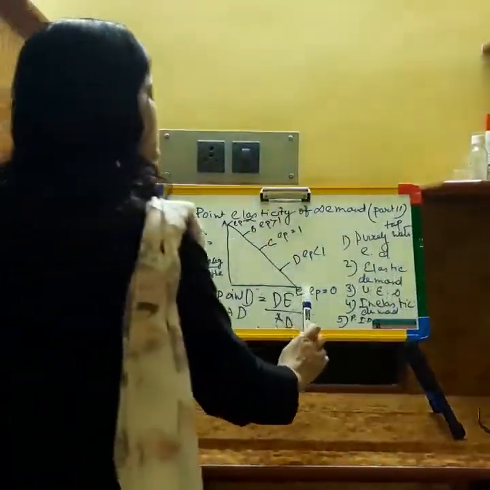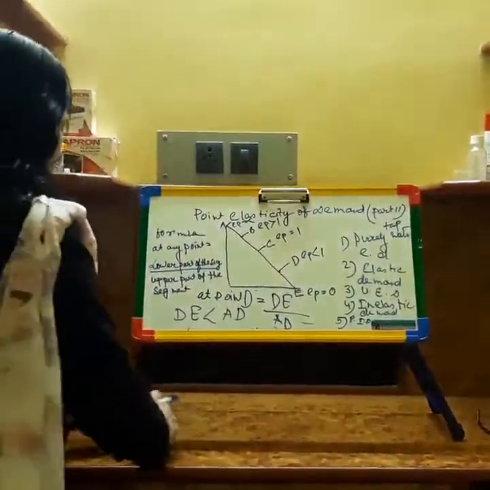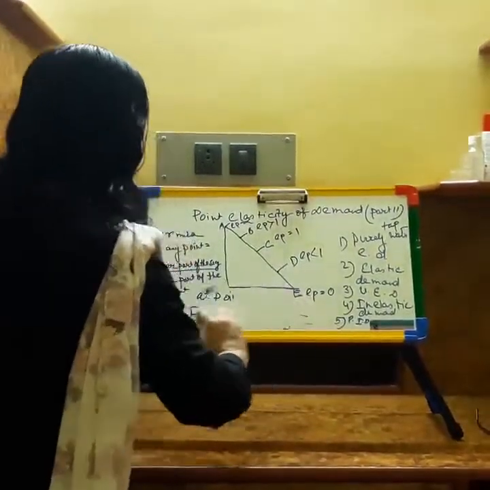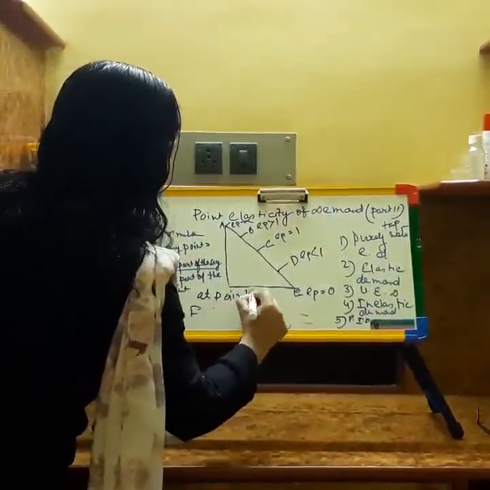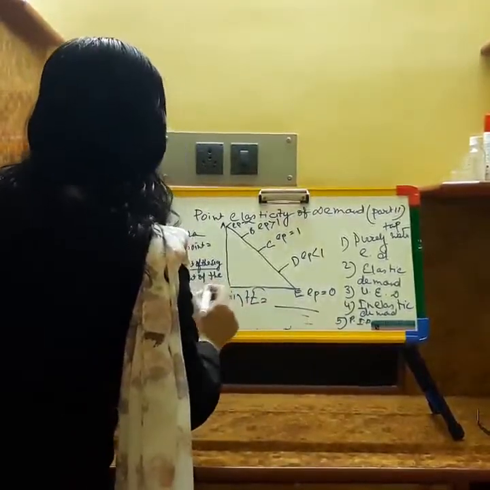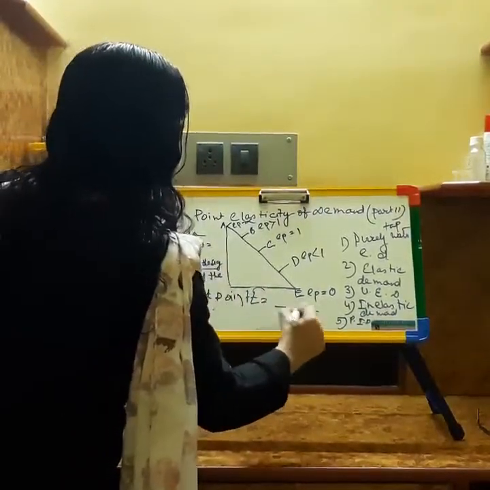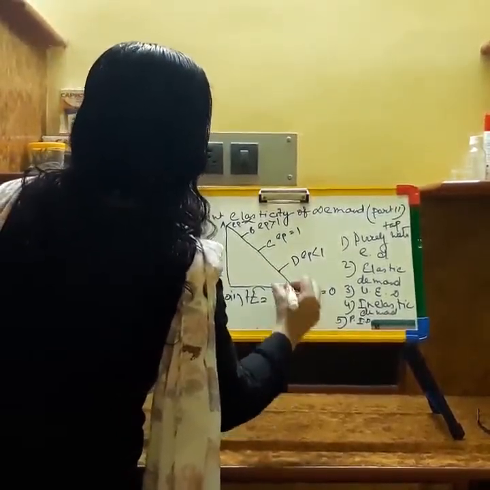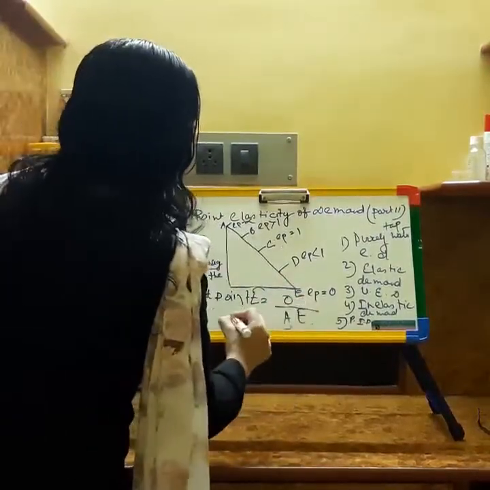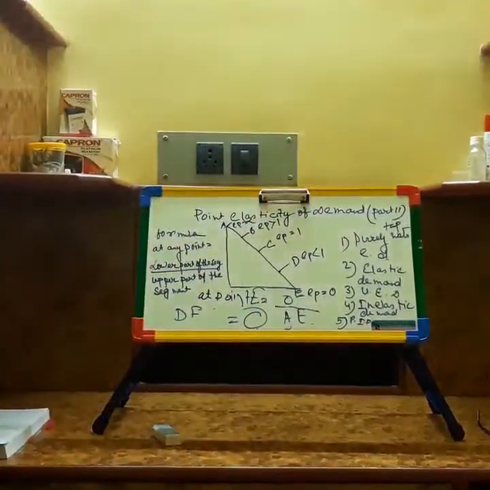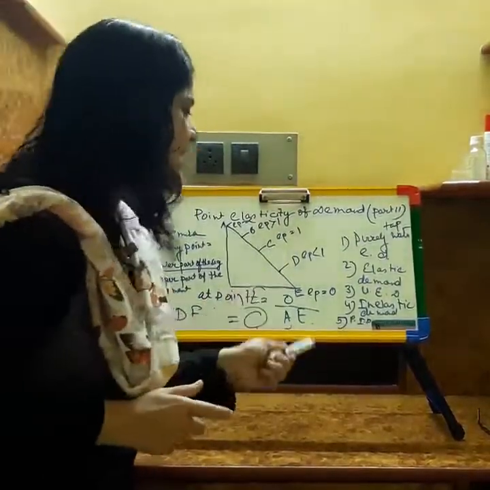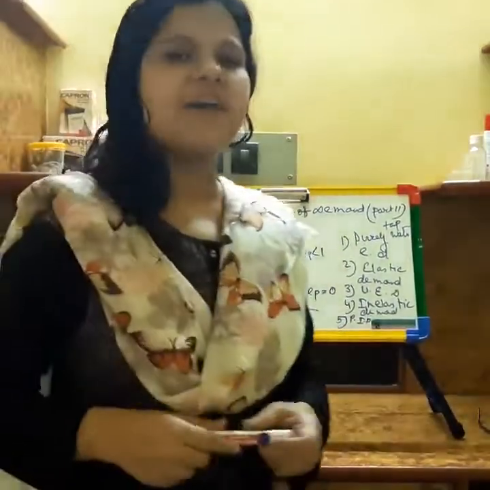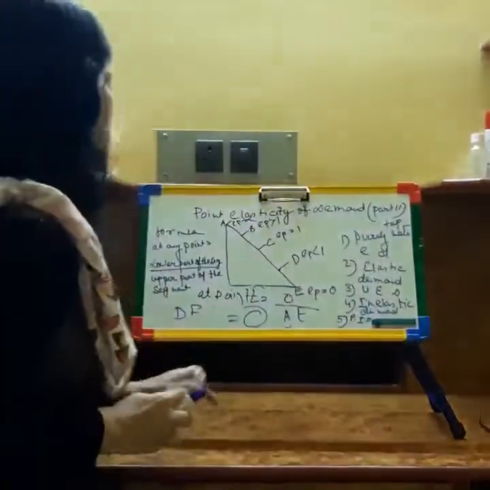Next one, EP is equal to 0. How will we do it at the point E? The upper part of the segment is AE and the lower part of the segment is 0. So the value is coming 0. So the EP value is 0 at the point E. Here it is called perfectly inelastic demand. Why? Because here the price will change but demand will not change.